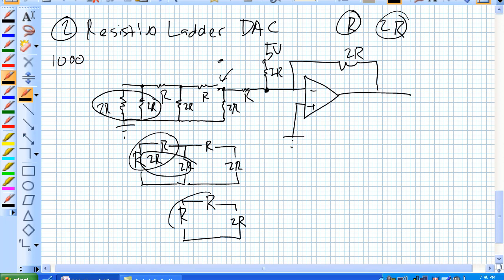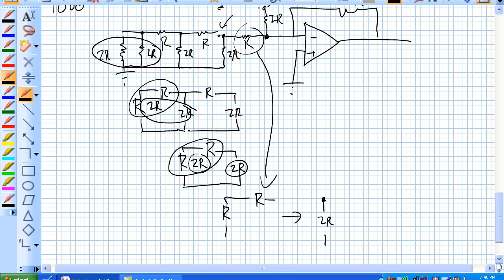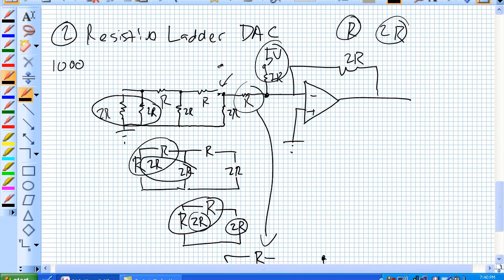R and R in series, 2R. 2R and 2R in parallel is an R. And I forgot this guy right there. R and R, 2R. Now we got to add these guys there.